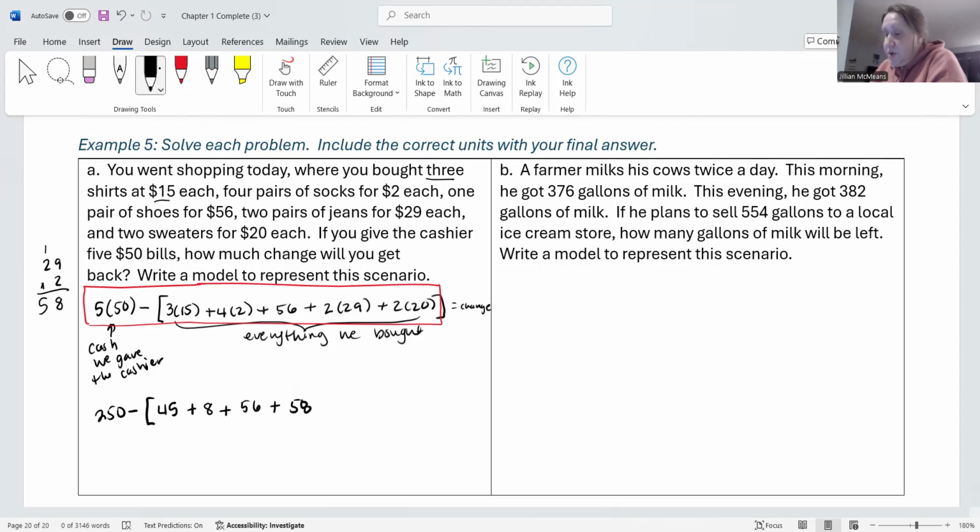So let's see. Then we got 2 sweaters at $20 each. So that's a grand total of 40. So let's see, that's 250 minus. And at this point, I think this is when it becomes reasonable to use a calculator, okay? You could certainly use a calculator for those little multiplications in between, but you really do need to stretch your brain.